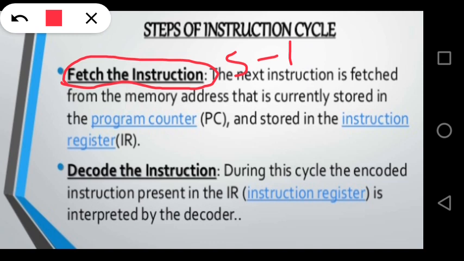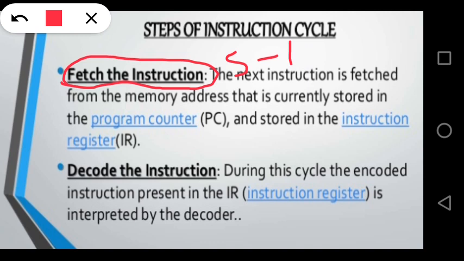Of course, the memory contains different memory locations, and when you say fetch an instruction, which instruction? That next instruction to be executed. Who will decide the next instruction to be executed? Program counter. So when you start a program execution, the address of the first instruction... the program is stored in the memory. Program means all the instructions related to the program are stored in the memory.